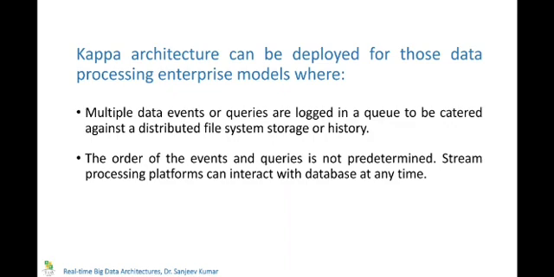Kappa architecture can be deployed for data processing in enterprise models where multiple data events or queries are logged in a queue to be catered. Again, a distributed file system stores the history. It means we have organized multiple events at 2 or 3 places, and we have live telecast from there, and the order of the events and queries is not predetermined.